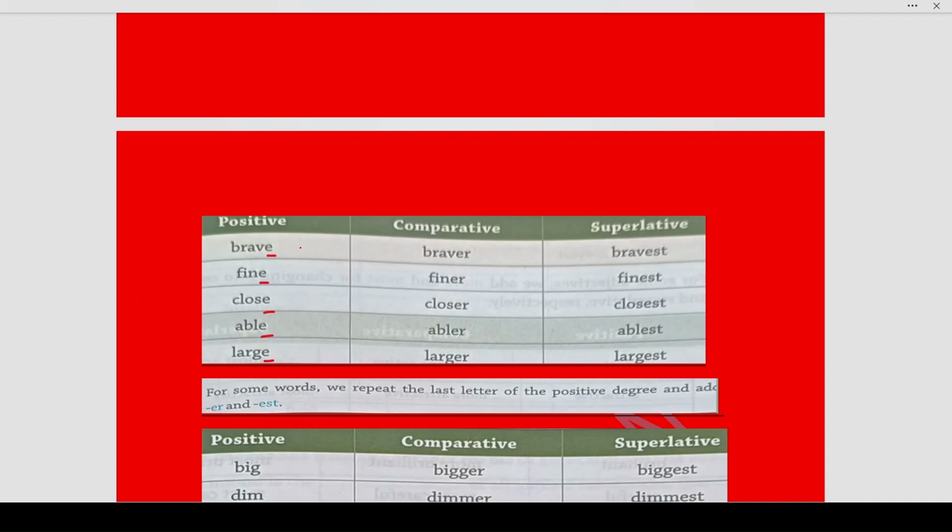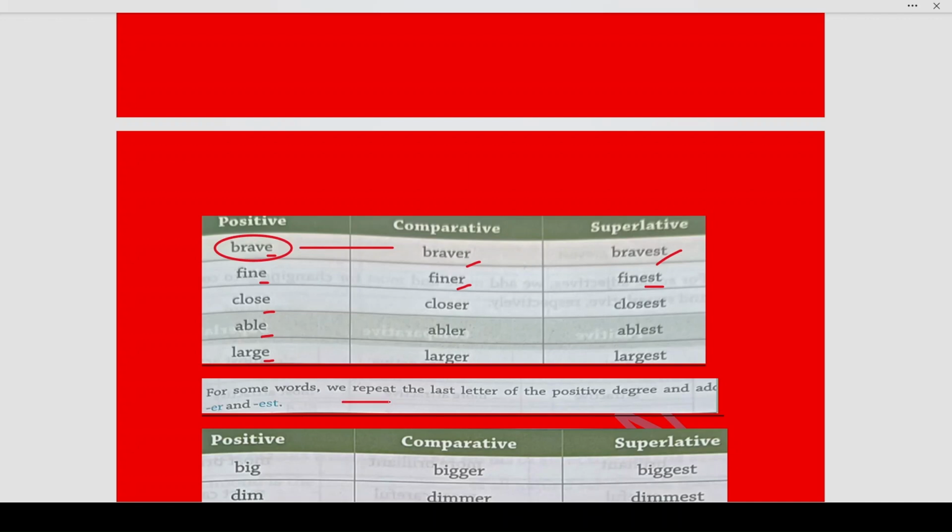How do you change these adjectives which end in e to the comparative form? You will just add r to make it comparative and st to make it superlative. Fine, finer, finest. These are small things which you have to remember. For adjectives which end in e, just add r to make it comparative. To make it superlative, just add st. Similarly, close, closer, closest. Able, abler, ablest. Large, larger, largest.